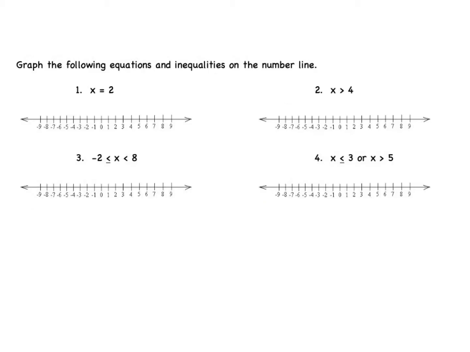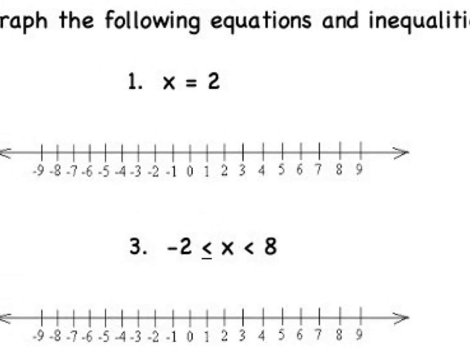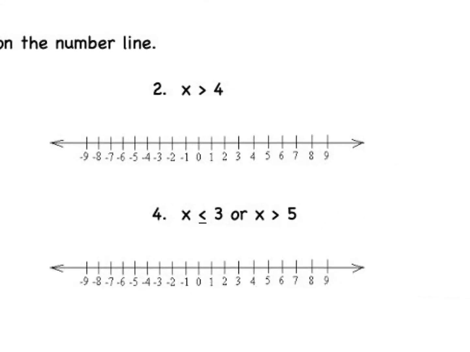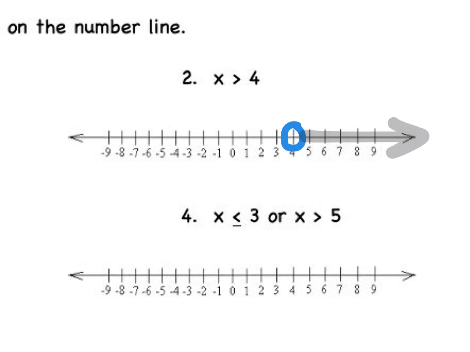So let's begin by revisiting these four solution sets in one variable. So the first one is an equation, just x equals 2. So that's going to be a closed circle on 2, and that's it. In our second one, I have x is greater than 4. I represent that with an open circle, and I shade the values to the right.